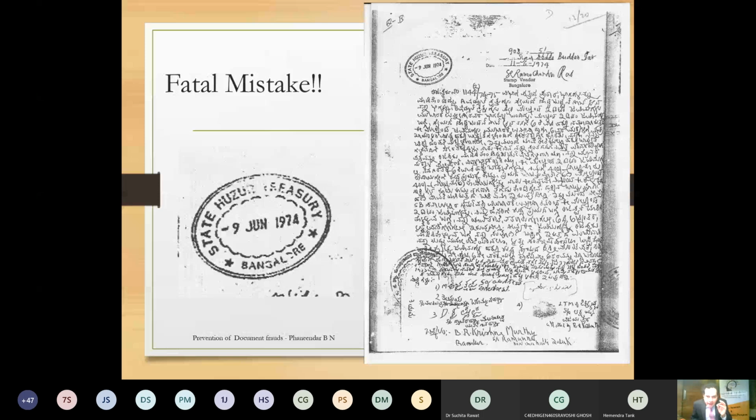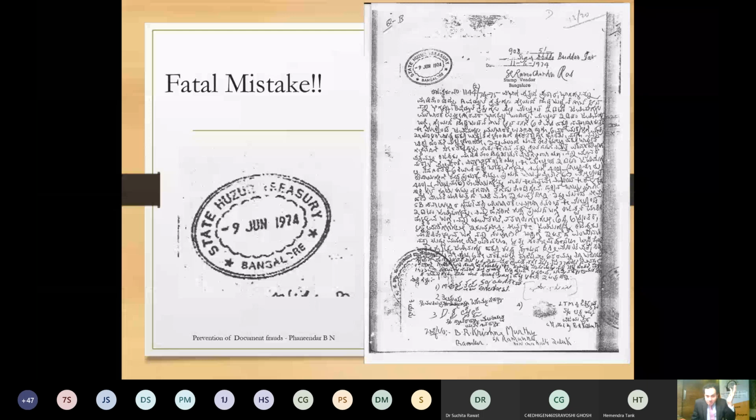So I spent some time understanding this date. I checked with the calendar that this particular date, 9th June 1974, is actually a Sunday. That's the end of the case, because the state government treasury does not sell any stamp papers on a Sunday. And this was a costly mistake by the fraudster.